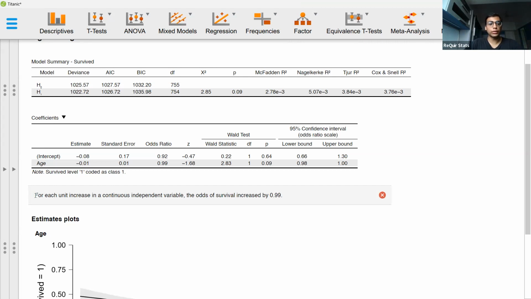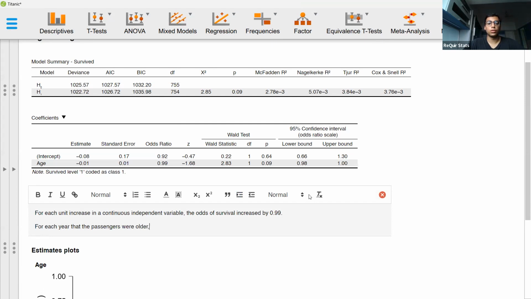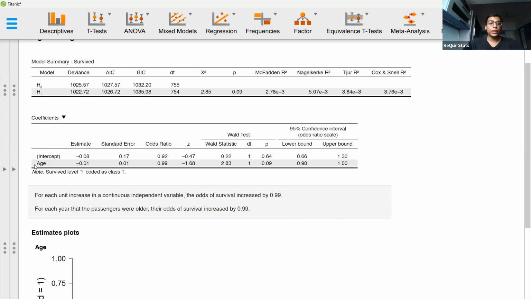You interpret this in the same way as linear regression, but this is just an odds ratio. So this is now interpreted for each year that the passengers were older, their odds of survival decreased by a factor of 1 over 0.99. So that is how you interpret an odds ratio for a continuous independent variable.